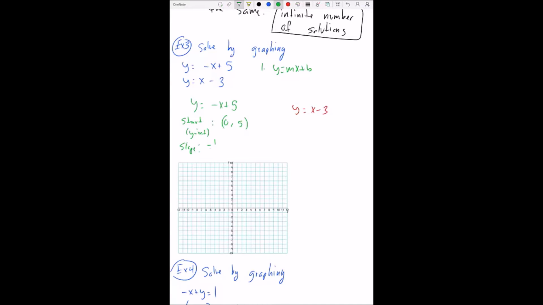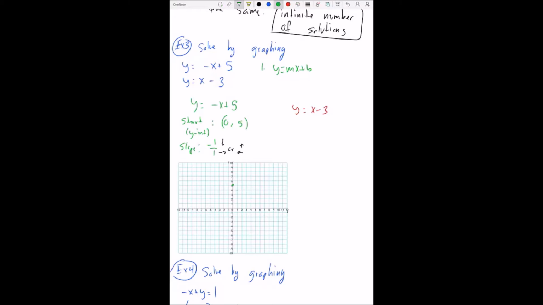So we have negative 1 over 1, because remember, under every single thing is a 1. Since it's negative 1 over 1, we can either go down and right or up and left, because that negative can go either to the top, the numerator, or to the bottom, the denominator. All right, so now that we have all this information, we can go ahead and graph it. We're going to start at our y-intercept, which is 0, 5, so plot that point. And then we're going to use our slope to make additional points. So we can go down one, right one, or up one, left one.